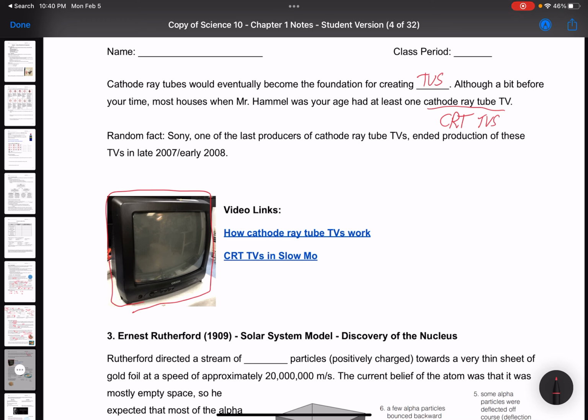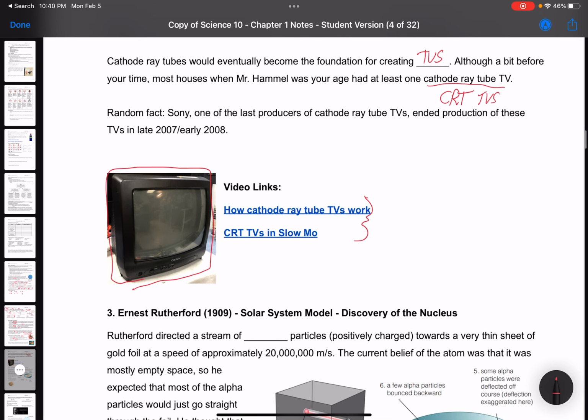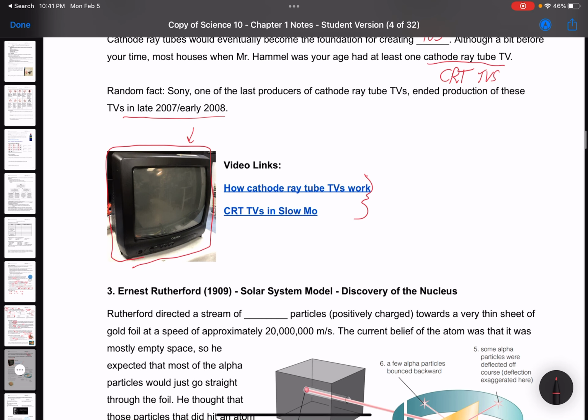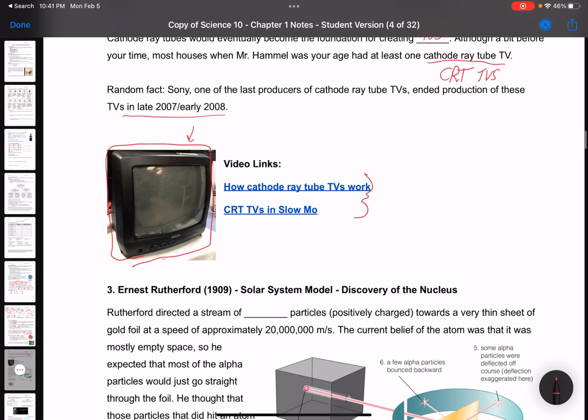We'll talk more about that when I get back. We'll also watch these two videos when I get back to class. It explains how a cathode ray TV works, and then shows you a video in slow motion. So super cool. But I'd like to be there when we roll through that, just so I can add a few things to it. Just a random fact for you, these CRT TVs were around until late 2007, early 2008. To give you some context, I graduated from high school in 2008. That was when Sony stopped producing these things, and better technology existed. But we'll talk more about that when I get back.